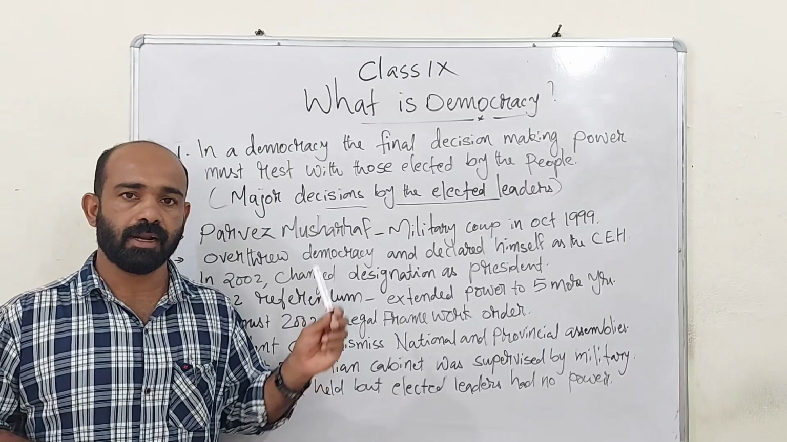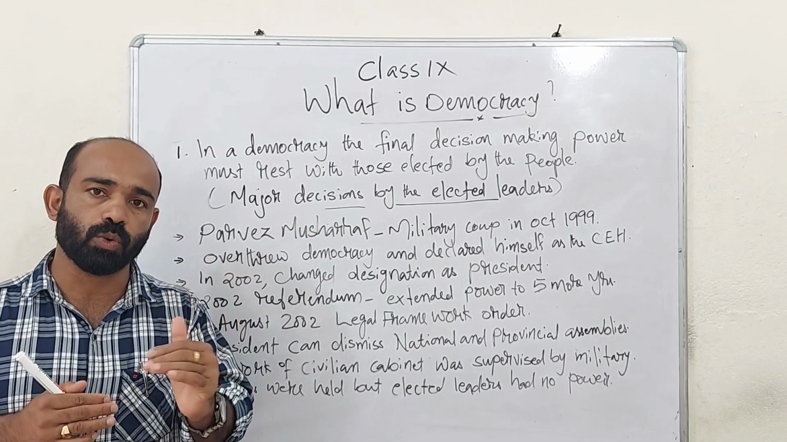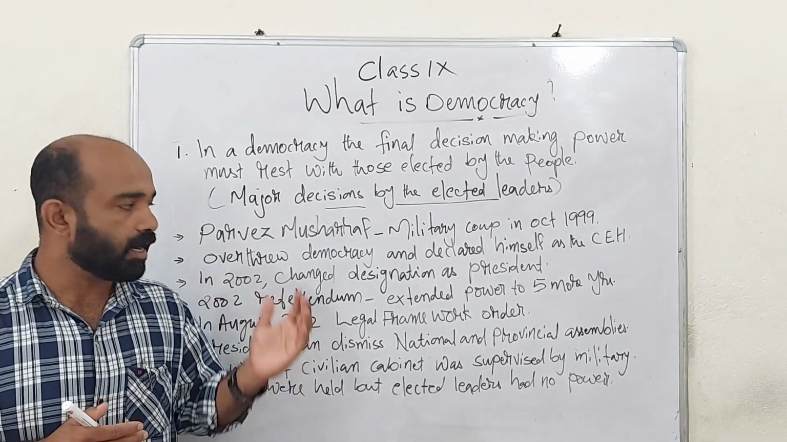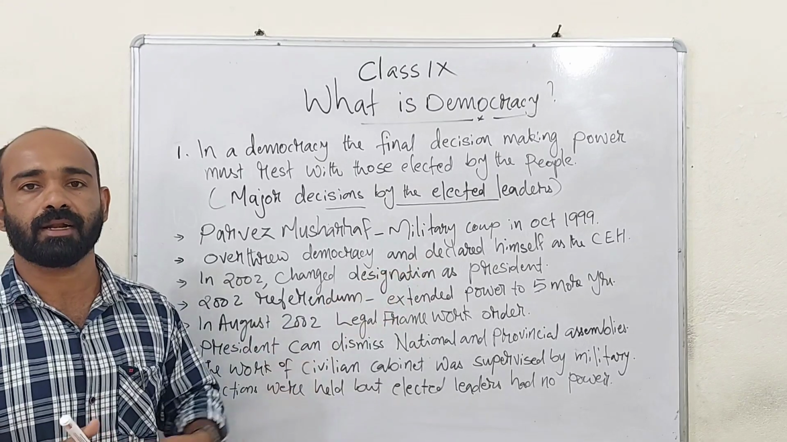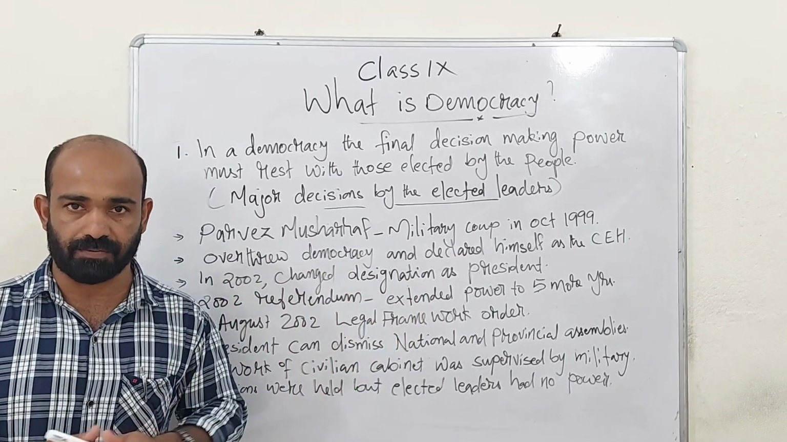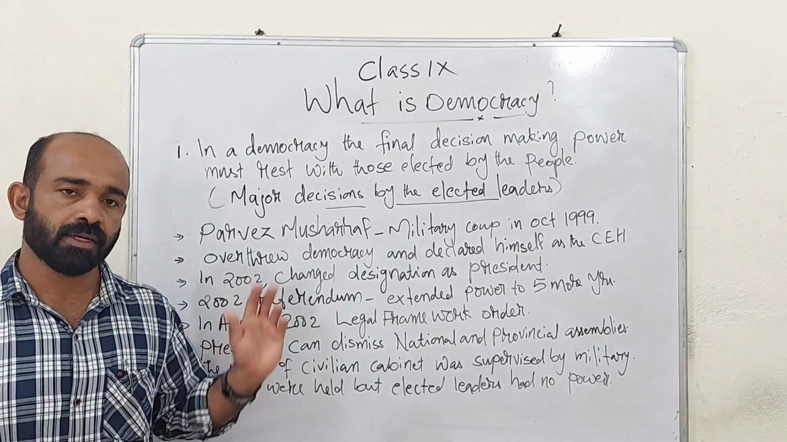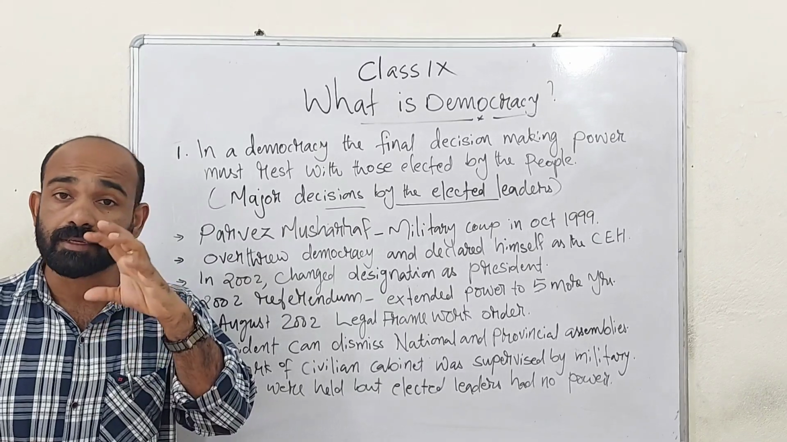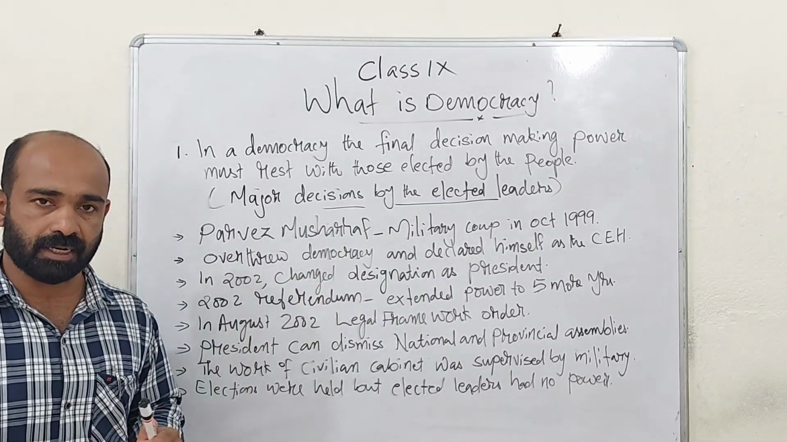So in Pakistan, Pervez Musharraf was a military dictator. He overthrew the elected government. He made a military attack and overthrew the elected government and captured power in 1999. After capturing the power, he declared himself the chief executive head of the nation.